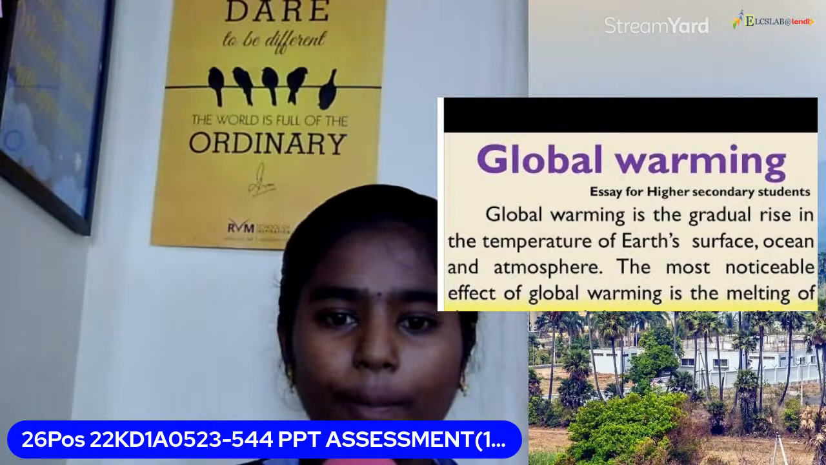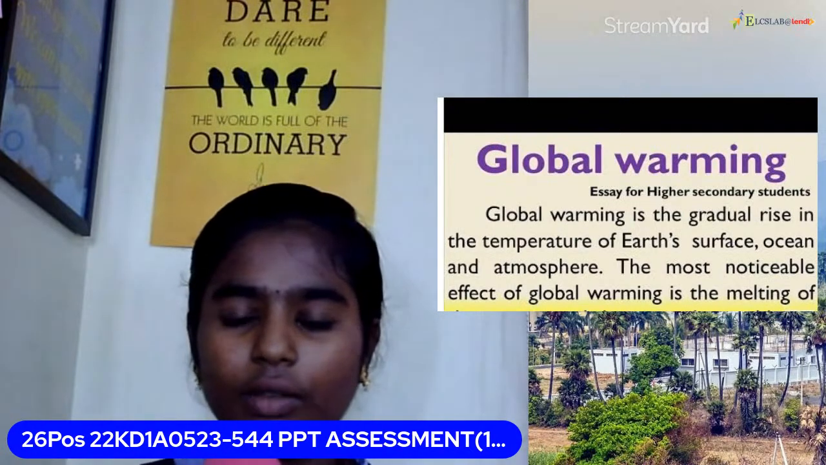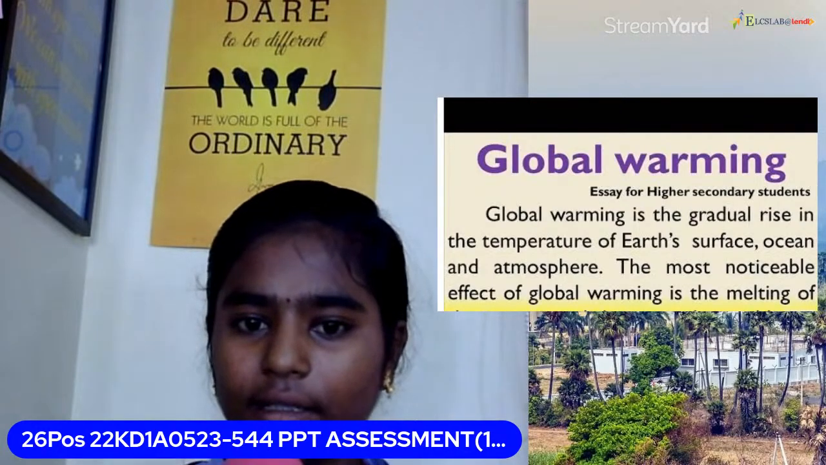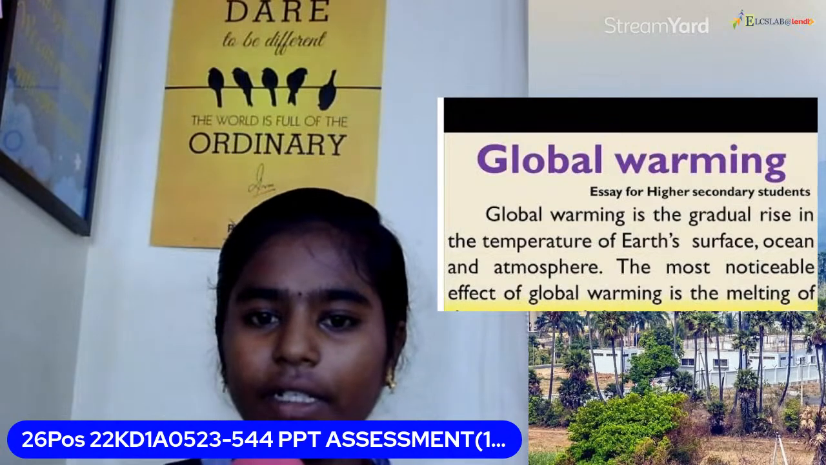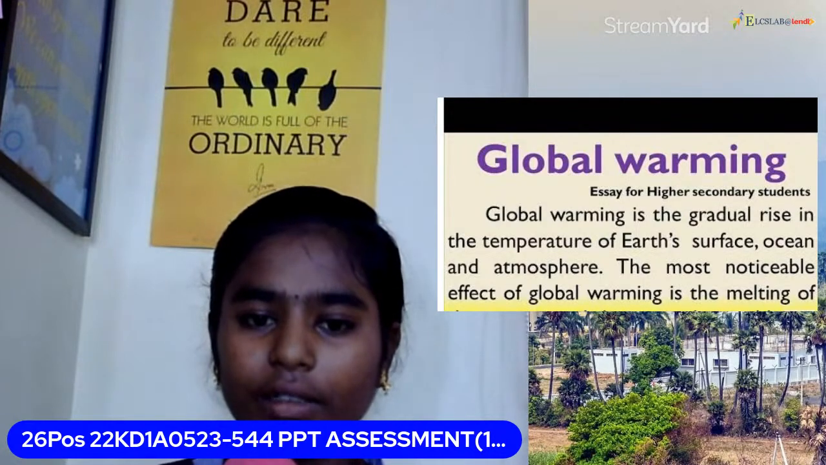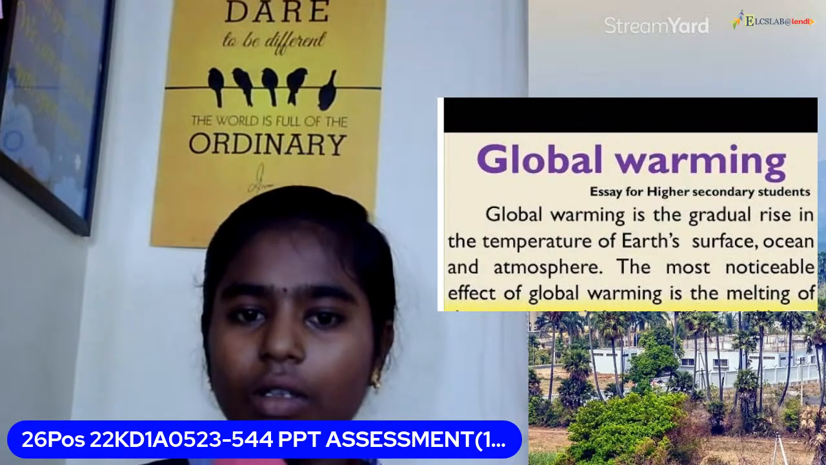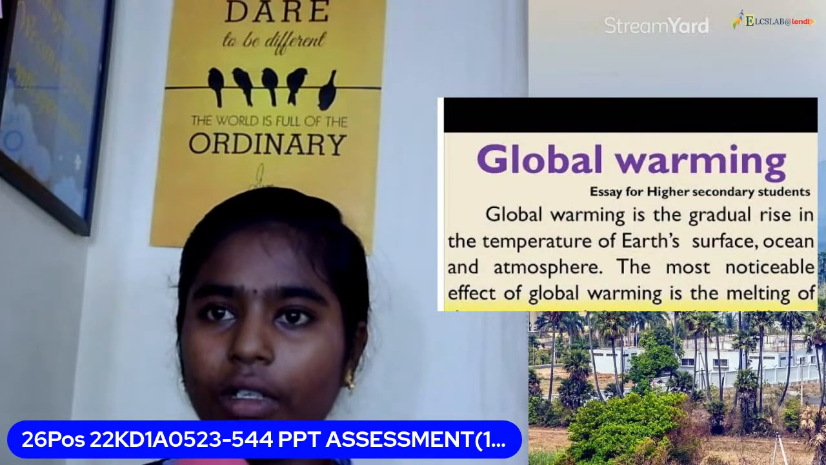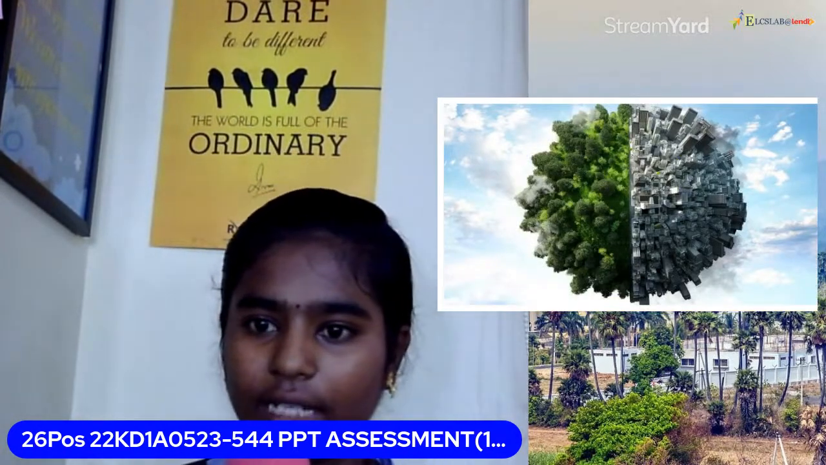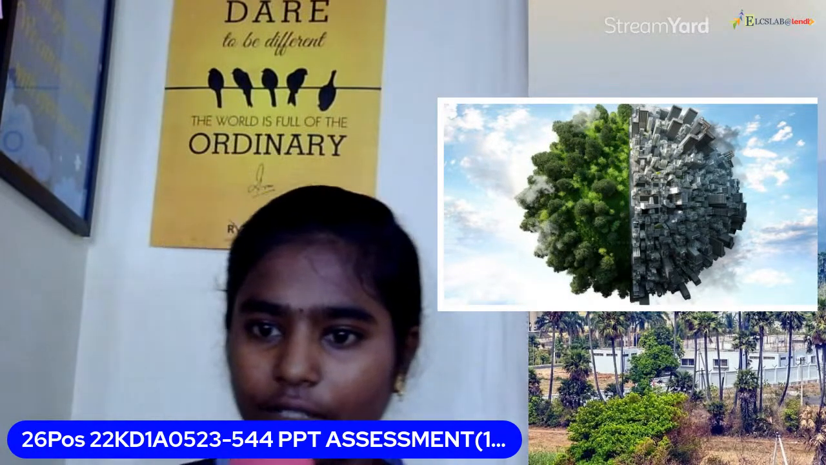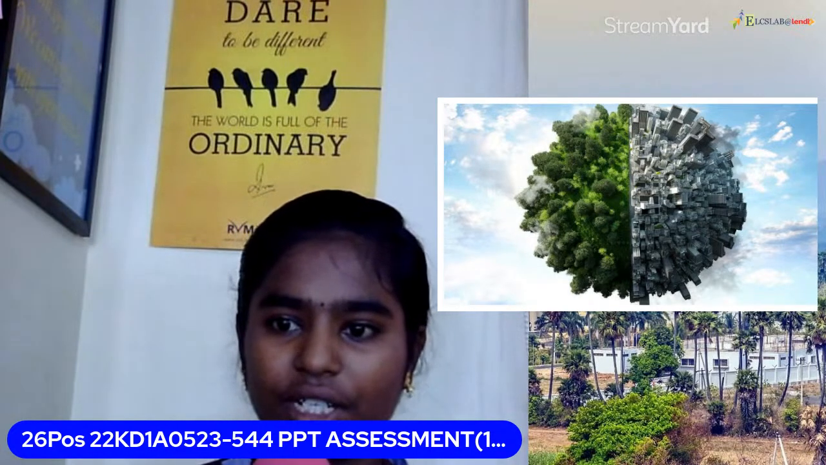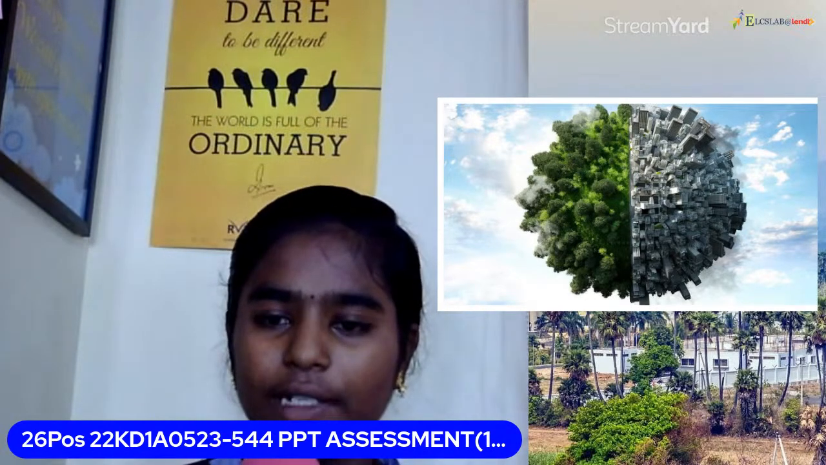The main factor is deforestation. By cutting the trees, there is no chance to absorb the CO2 which is released by us. So we have to plant the trees. And industrialization can be done in the empty area, without trees, so that there will be more chance to absorb CO2. We can see from this slide how it was a few decades ago and how it is now. It is all due to these factors: deforestation, industrialization and burning of fossil fuels.